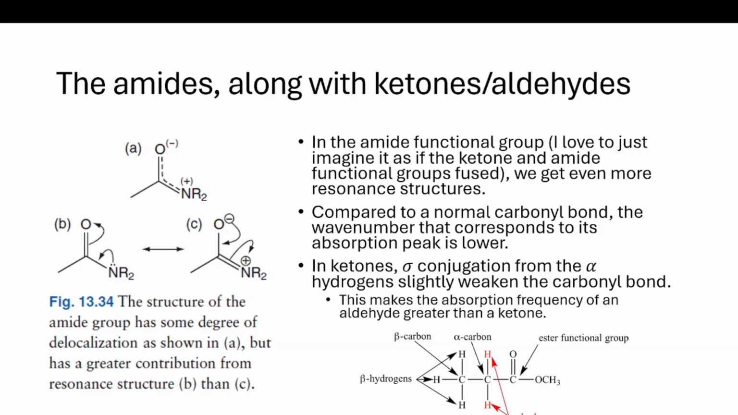However, going back to ketones, remember sigma conjugation? This is essentially where if we have electrons from alpha hydrogens, which are just hydrogens bonded to a carbon next to a carbonyl carbon, we can get sigma conjugation, also known as hyperconjugation. And this can make the absorption frequency of an aldehyde greater than a ketone, since with a ketone there are going to be more alpha hydrogens, which decrease the absorption frequency.